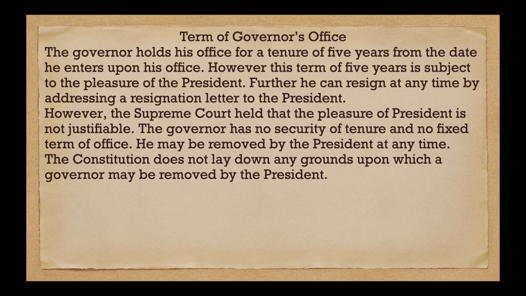Term of governor's office. The governor holds his office for a tenure of 5 years from the date he enters upon his office. However, this term of 5 years is subject to the pleasure of the president. Further, he can resign at any time by addressing a resignation letter to the president. However, the Supreme Court held that the pleasure of the president is not justiciable. The governor has no security of tenure and no fixed term of office. He may be removed by the president at any time. The Constitution does not lay down any grounds upon which a governor may be removed by the president.